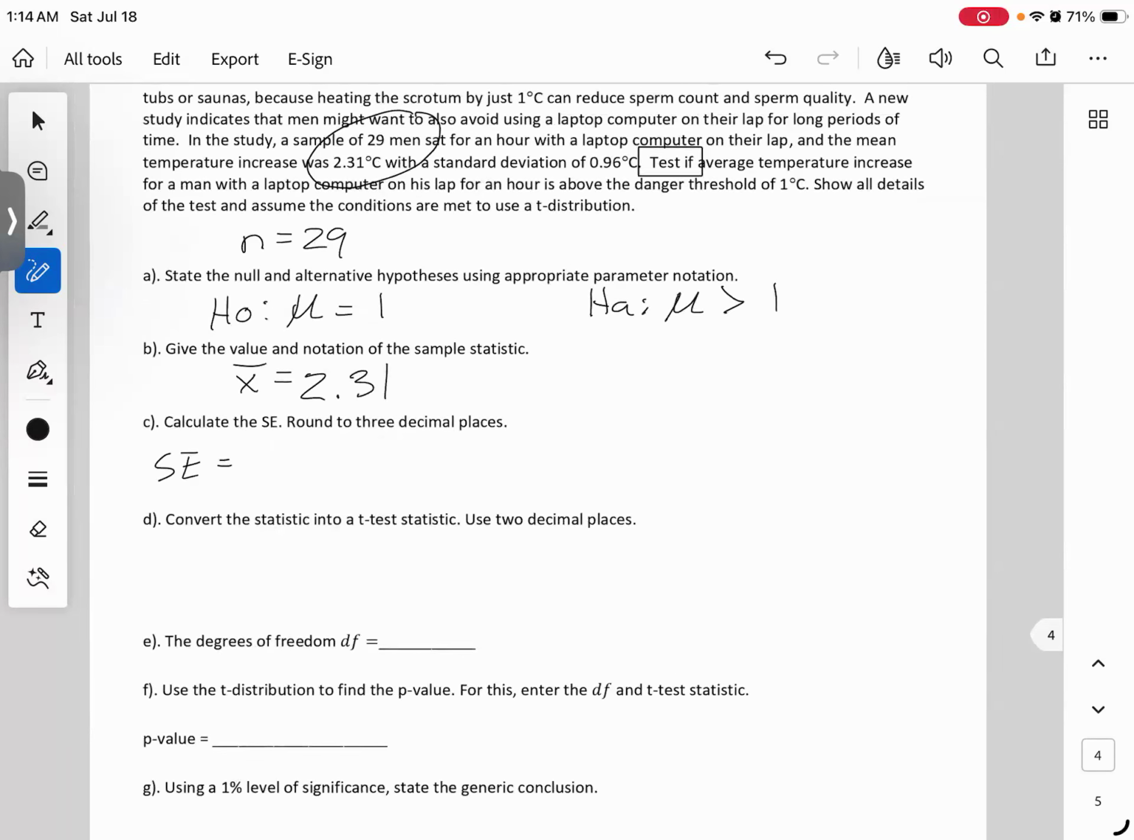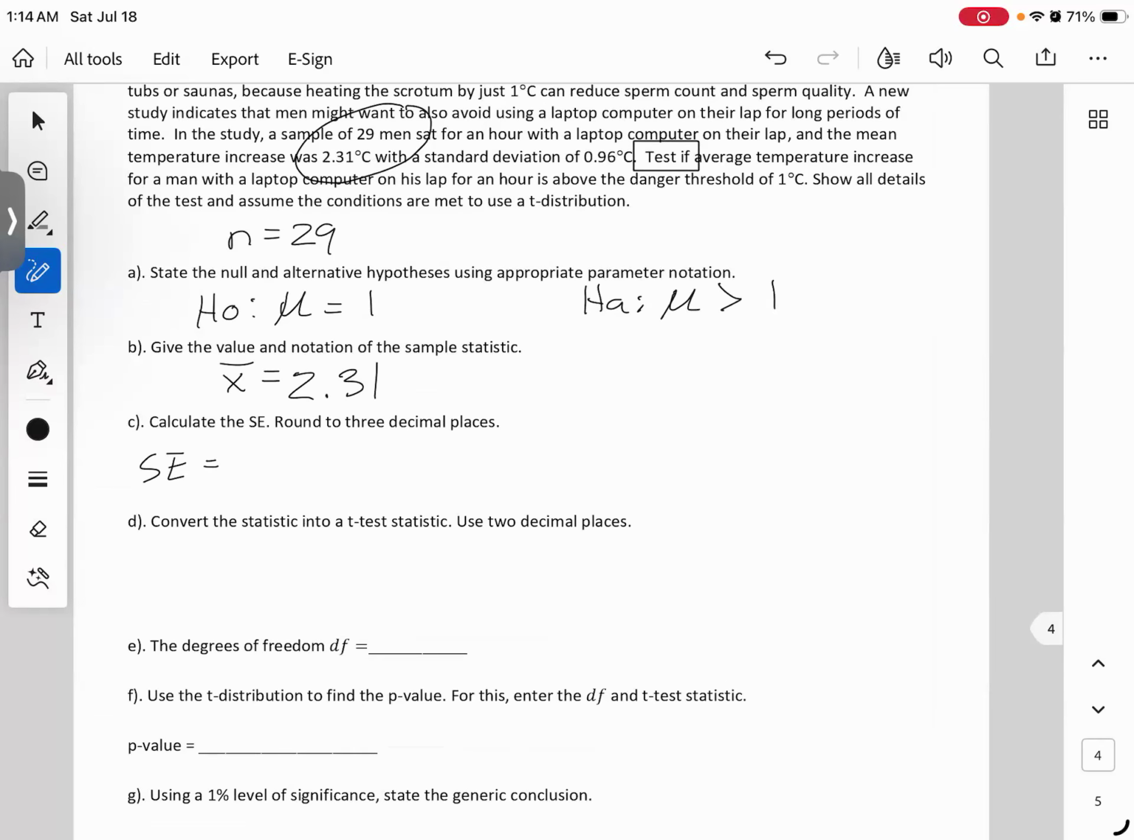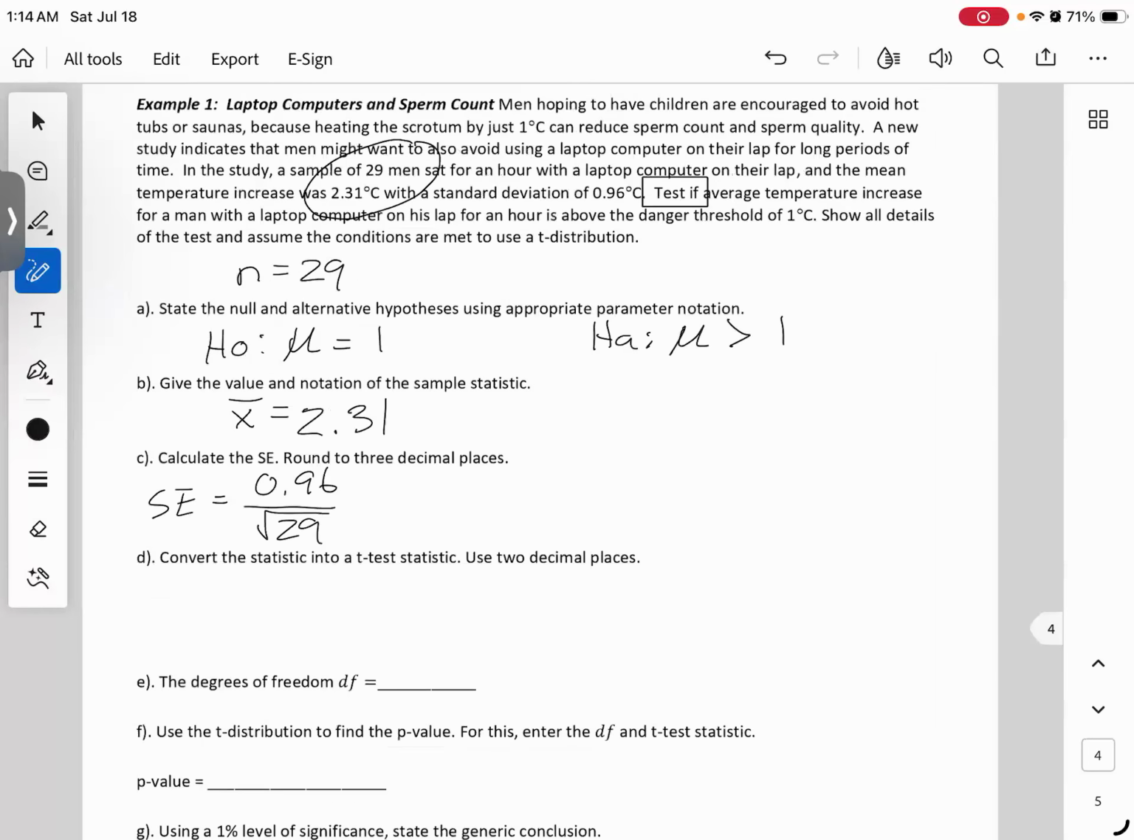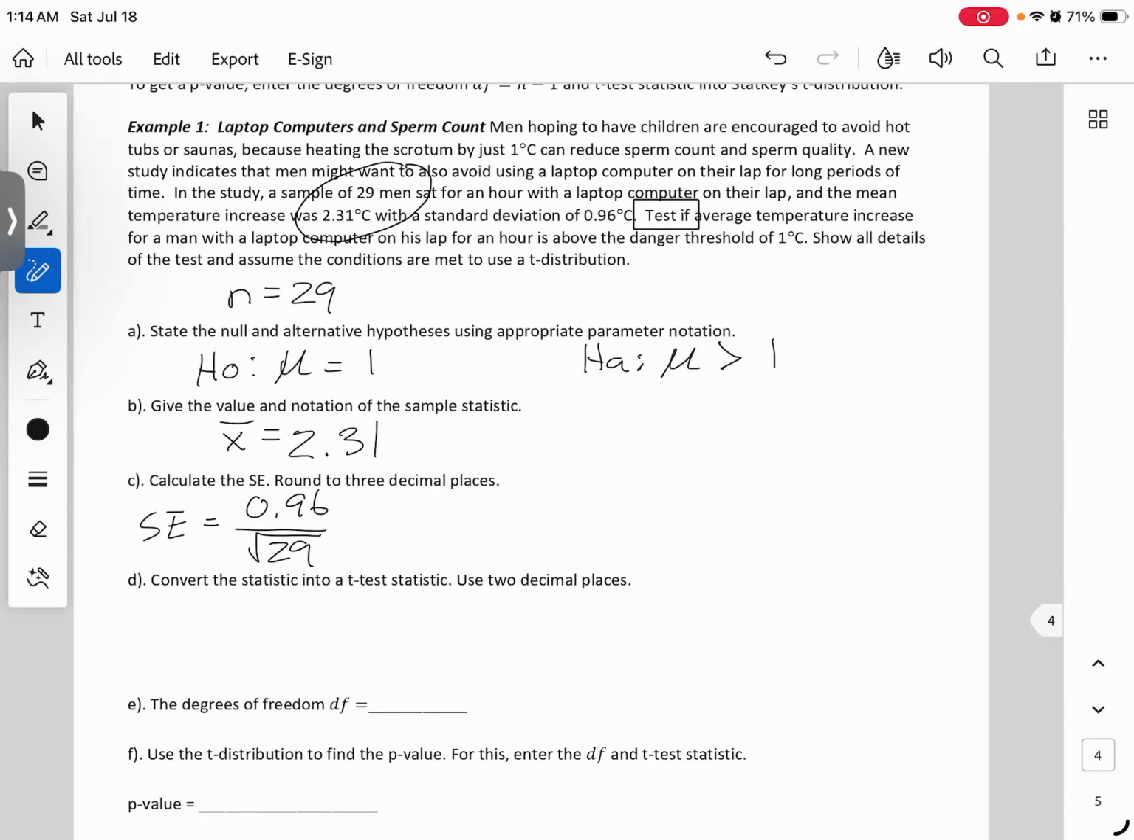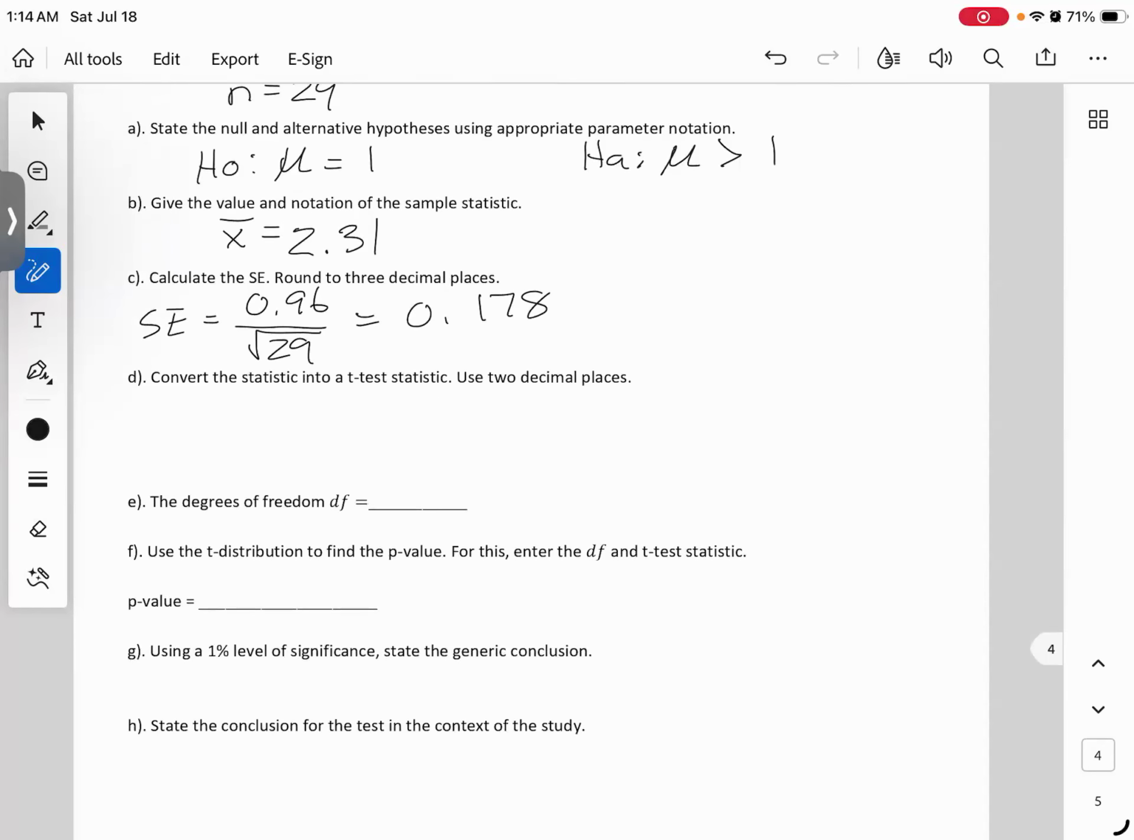Now, for the standard error, that's also something that we can do because they mentioned that the standard deviation was 0.96. And then calculate that, and you get your standard error. Now go ahead and try the next part as well. Again, there's going to be the next one that you can completely try on your own, but I'm trying to do little nudges here.